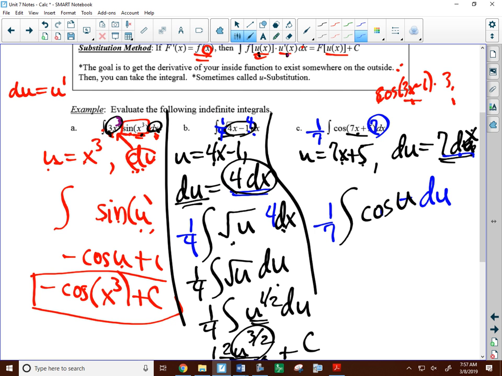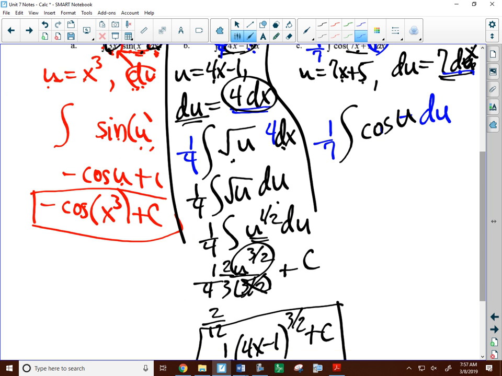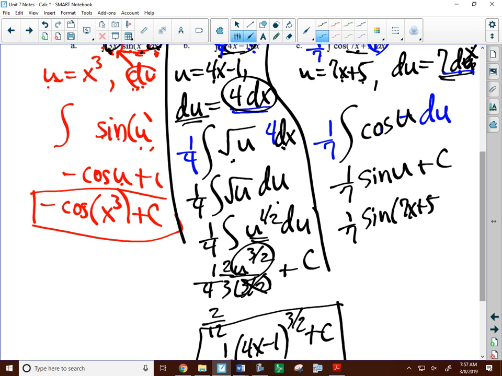Okay, and now it's an antiderivative, and you can work it out. The 1/7 comes down. Integral of cosine is sine of u plus c. And then just plug in u. So it was sine of 7x plus 5, plus c.